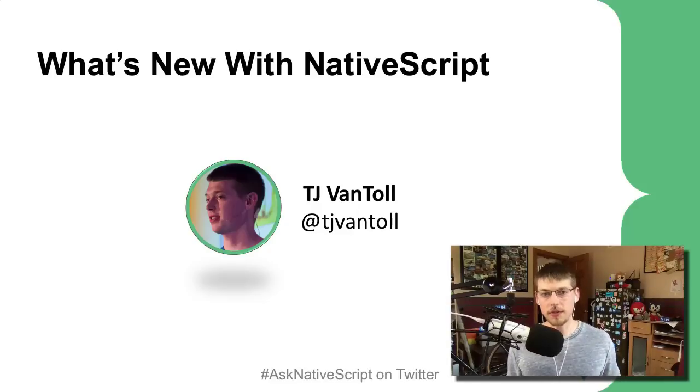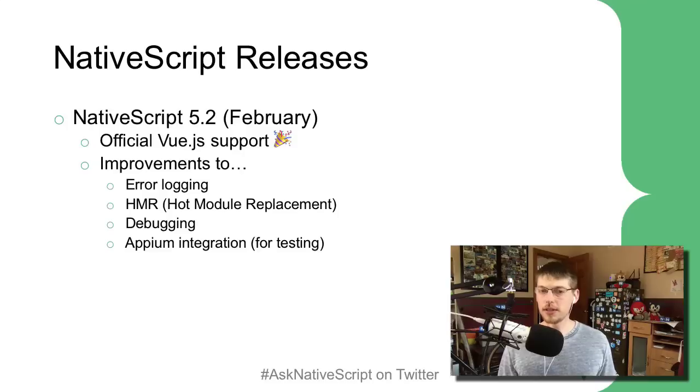And specifically, we've already had 2 pretty big NativeScript releases this year. 5.2, which we shipped in February, had official support for Vue.js, so kind of a big deal, as well as improvements to our error logging, HMR, which we're going to look at in detail here momentarily, debugging with NativeScript, which you saw a little bit of from Jen earlier, and our integration with the automated testing tool Appium.